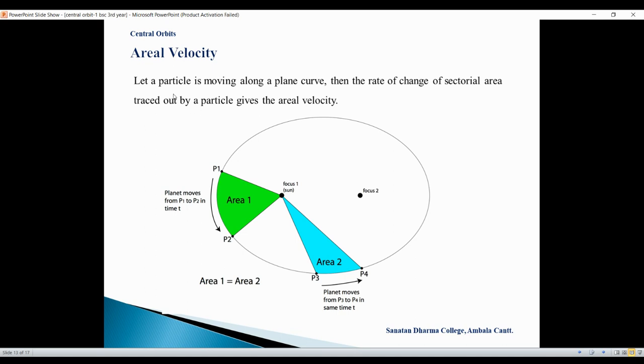Areal velocity. Let a particle be moving in a plane curve, then the rate of change of sectorial area gives the areal velocity. This is the sectorial area. The particle is moving from P1 to P2 in time t and from P3 to P4 in the same time t. Then we have one result that the sectorial area A1 is equal to the sectorial area A2.